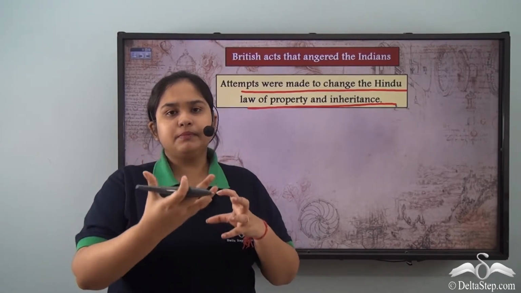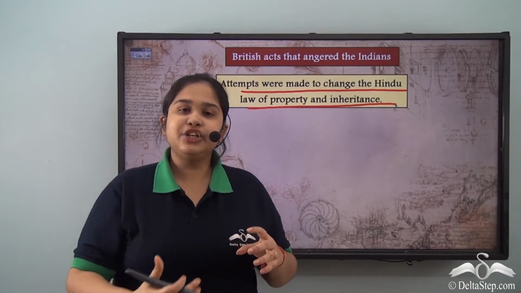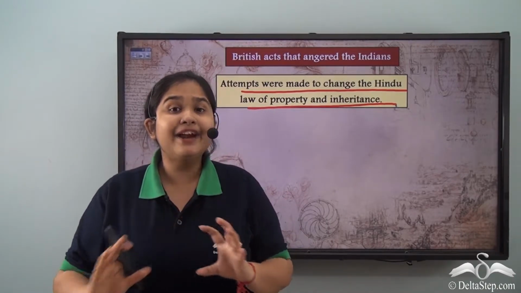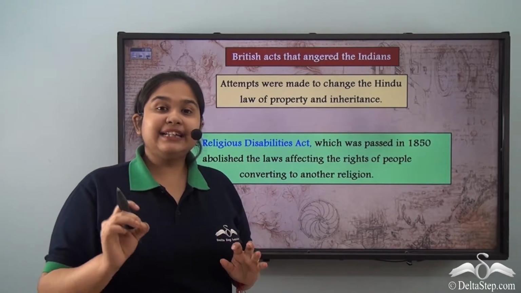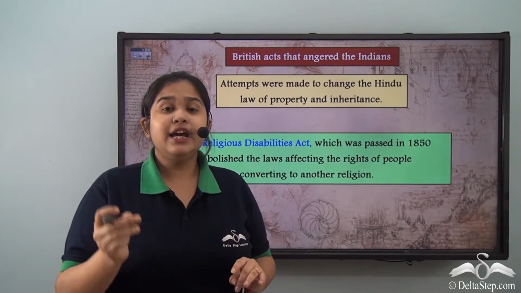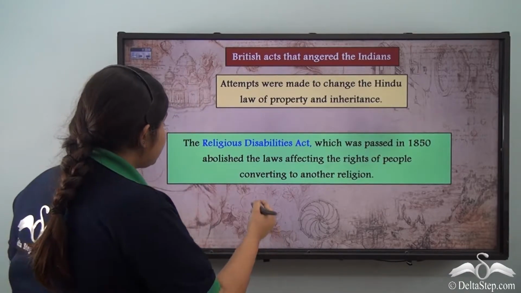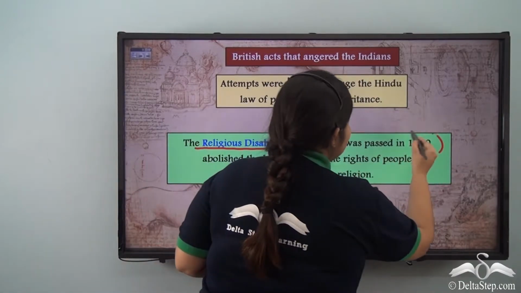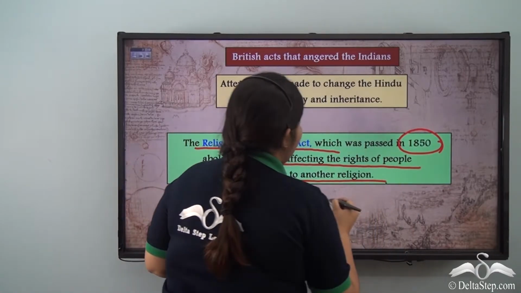So priorly the law stated that if somebody would have converted from Hinduism to some other religion, they would not be getting any sort of property from the father. They would not inherit any property. But there was an act that established the fact that even if you are converting to Christianity, you would receive the property that you were supposed to inherit. Now, this was done by the Religious Disabilities Act, which was passed in 1850, which abolished the laws affecting the rights of people converting to another religion.